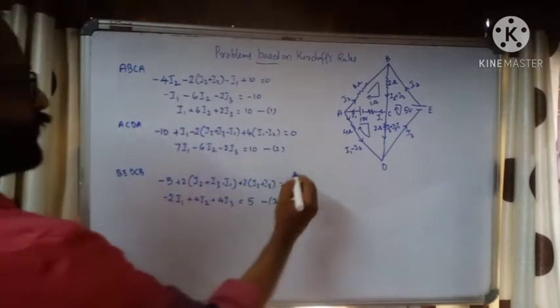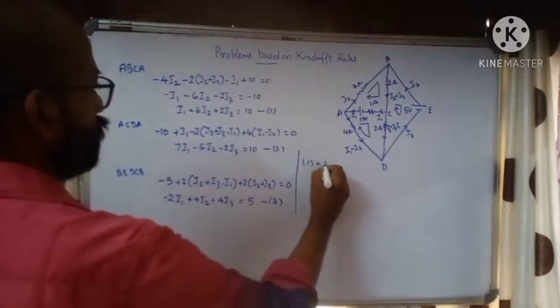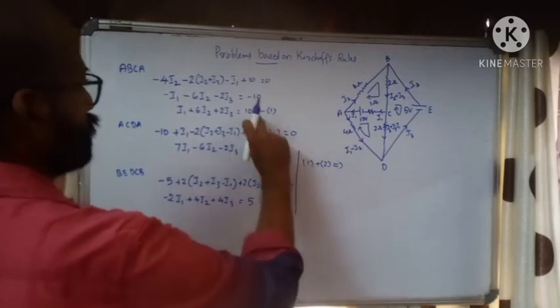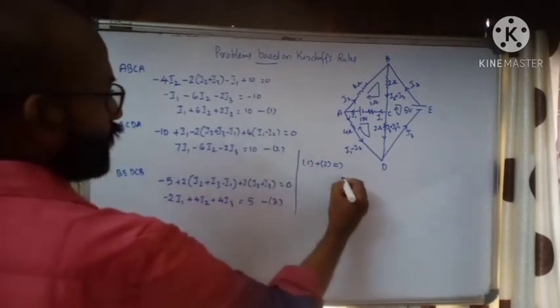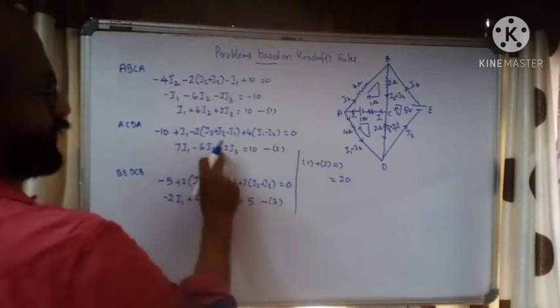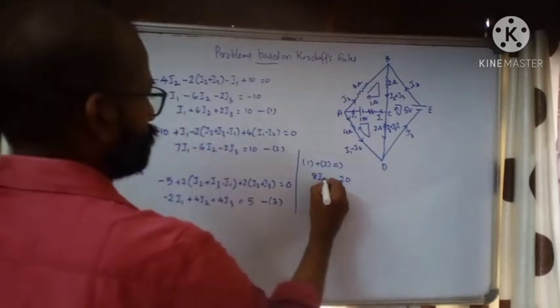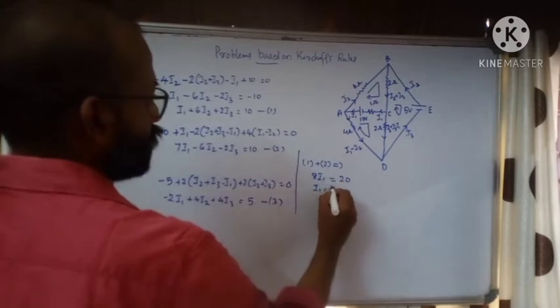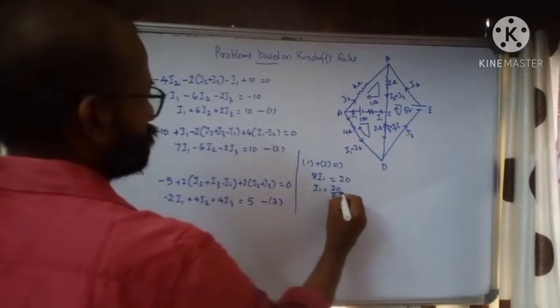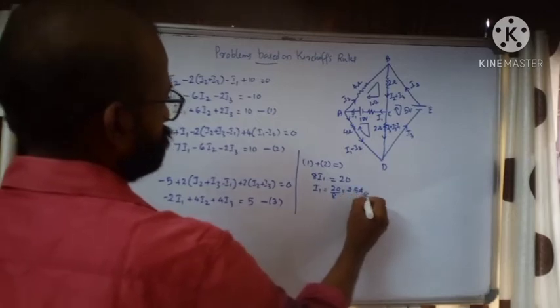We start adding, that is 1 plus 2. Equation number 1 plus equation number 2 gives 10 plus 10 is 20 on the right side. On the left side these two terms cancel. I1 plus 7 I1 is 8 I1. Now what will be I1? I1 is equal to 20 by 8, that is 2.5 amperes. Okay.